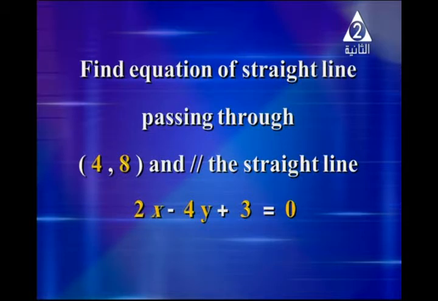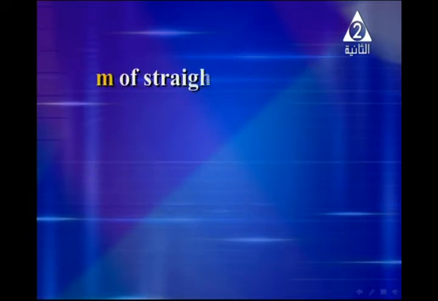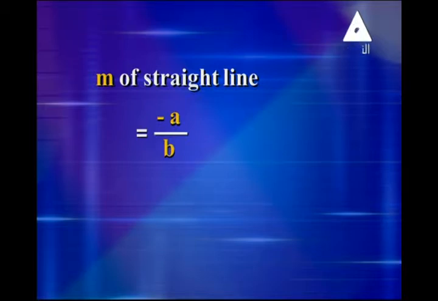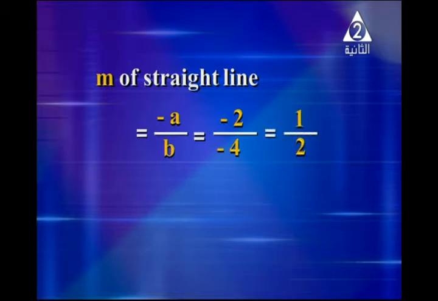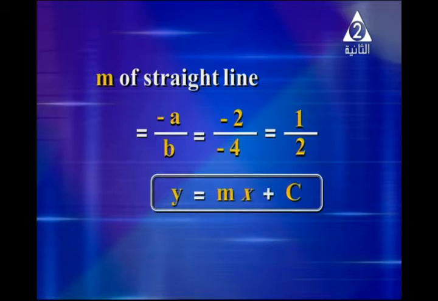So at the very beginning, we must find the slope of the straight line. What about its rule? It is negative a over b, which is negative coefficient of x over coefficient of y. So it will be negative 2 over negative 4 to obtain a result as half. So the slope of the required line will be half. In this case, we can say that y equals mx plus c, which is our equation. So y equals half x plus c.